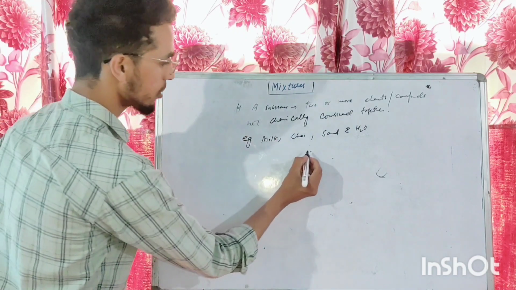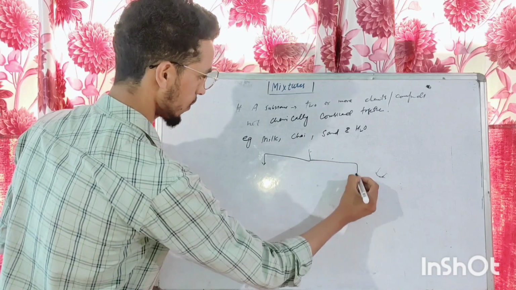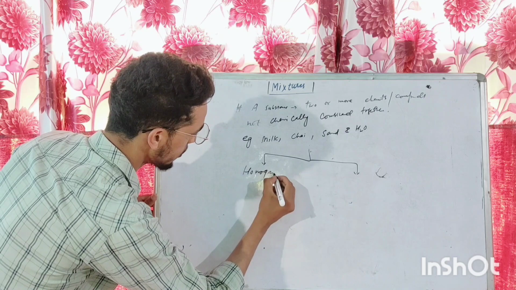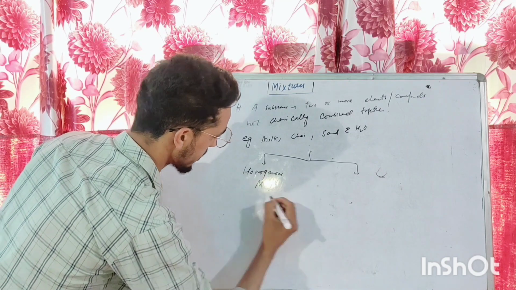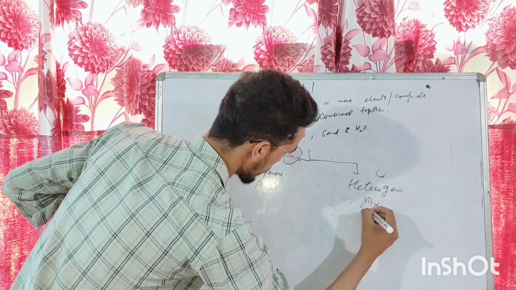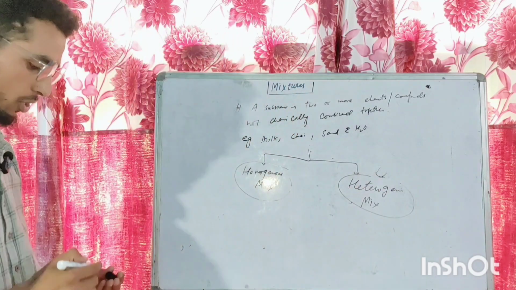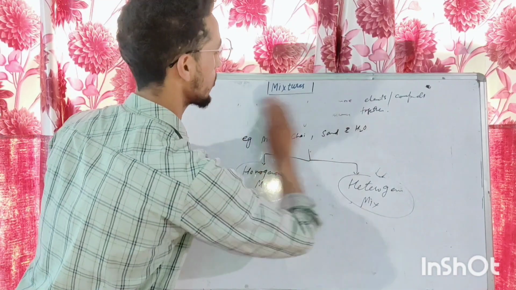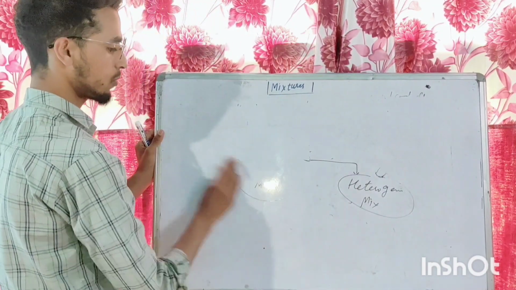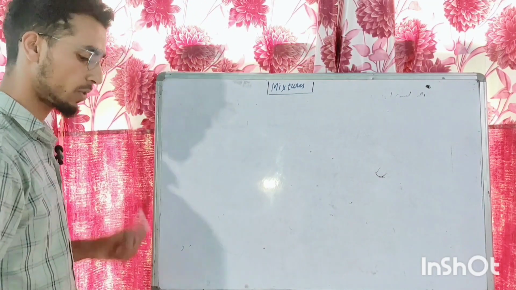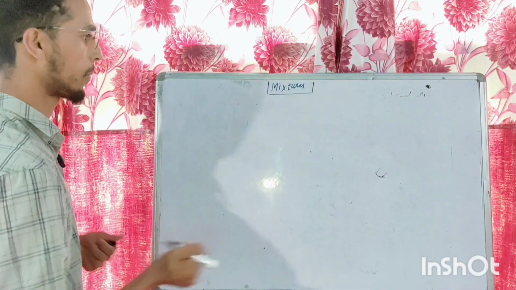So in mixtures, we usually classify them into two types. One is homogeneous mixture. The second one is heterogeneous mixture. These are the two types of mixtures. Now, let's explore the homogeneous mixture first. In the homogeneous mixture, the composition will be uniform. So, there will be no visible boundary of separation between the two components.